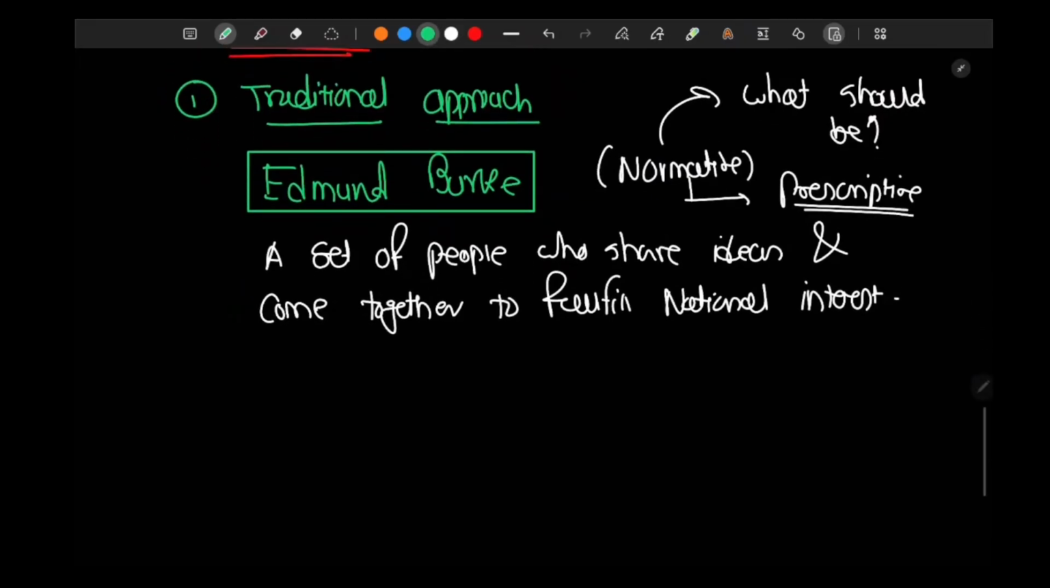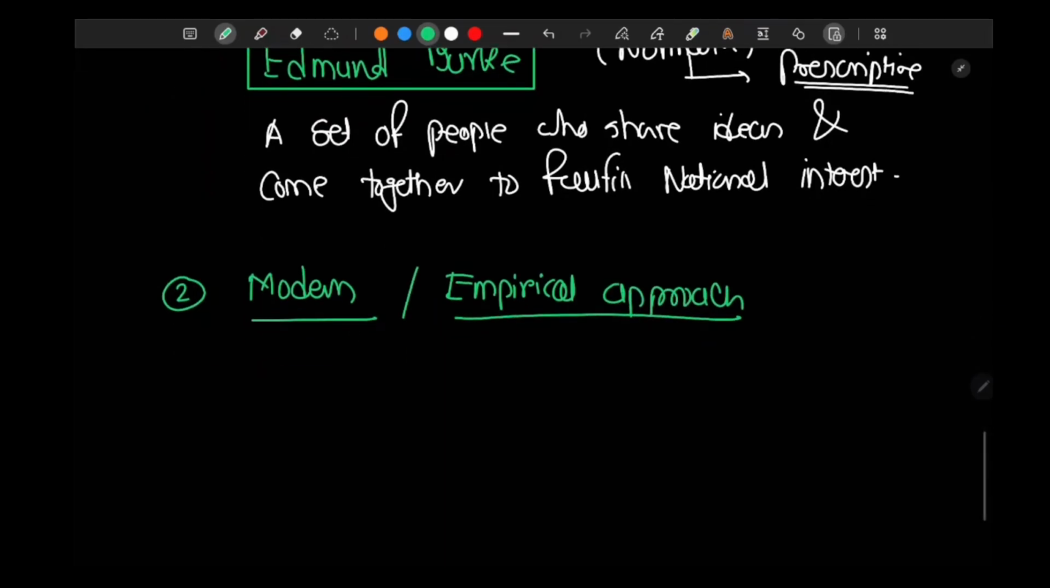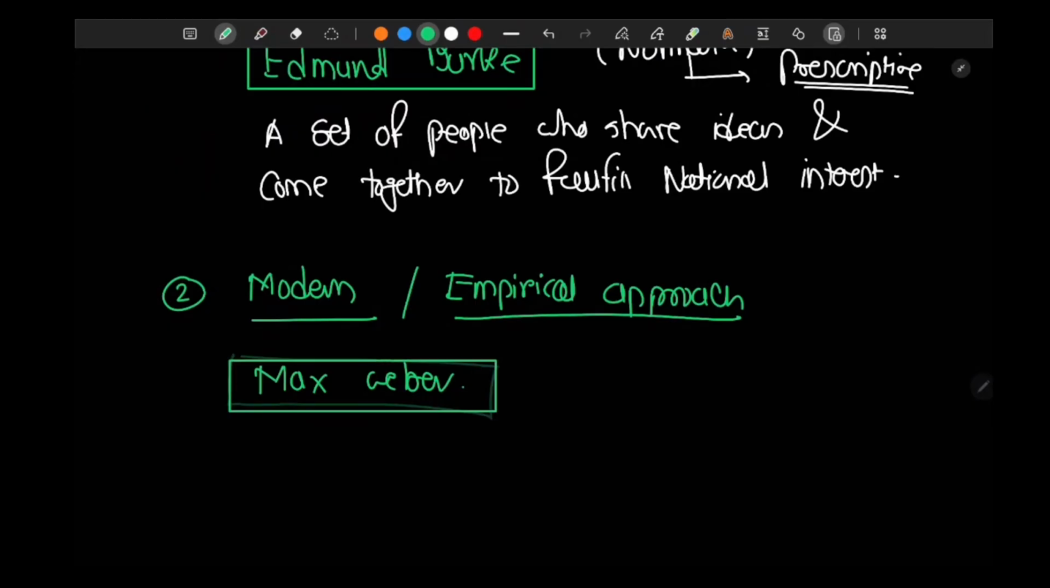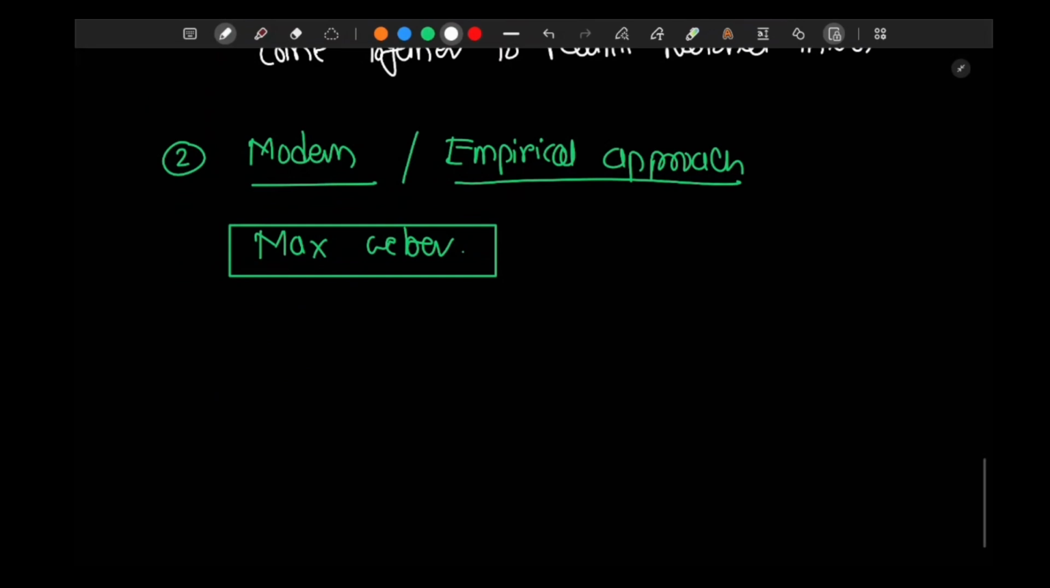The second broad tradition with respect to political parties is the modern or empirical approach. This modern or empirical approach was given by Max Weber. Max Weber, being the instrumentalist, the functionalist, the empirical person that he is, and a very comparative person who continuously tries to categorize things, being the categorical person he is, suggests what political parties are.